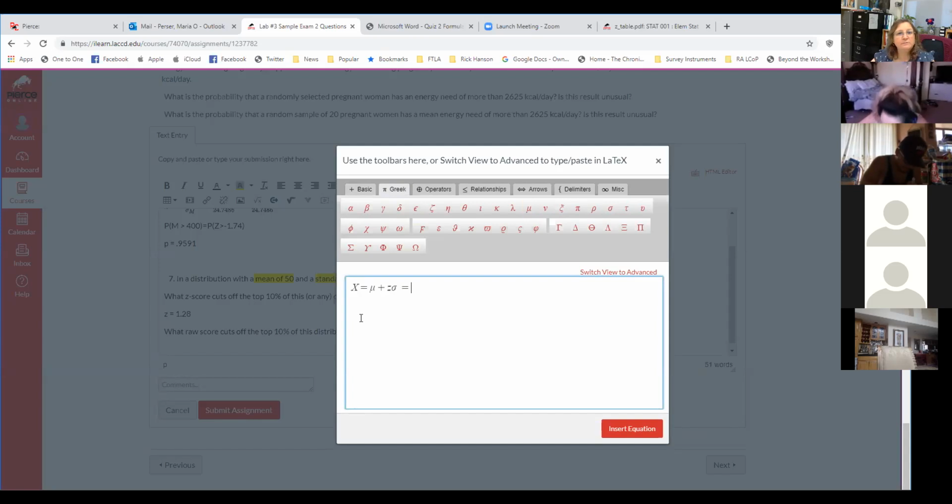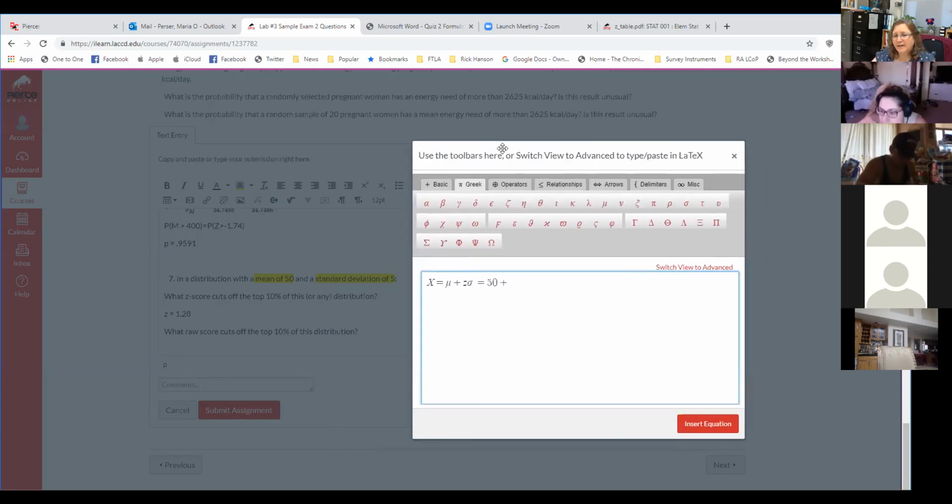Which is equal to, so the mu is 50 plus, what was your standard deviation? 5. So 1.28 times 5, right? And then you can figure out the rest of it. So 50 plus, don't forget the equal sign. Whatever 1.28 times 5 is? I got 56.4.